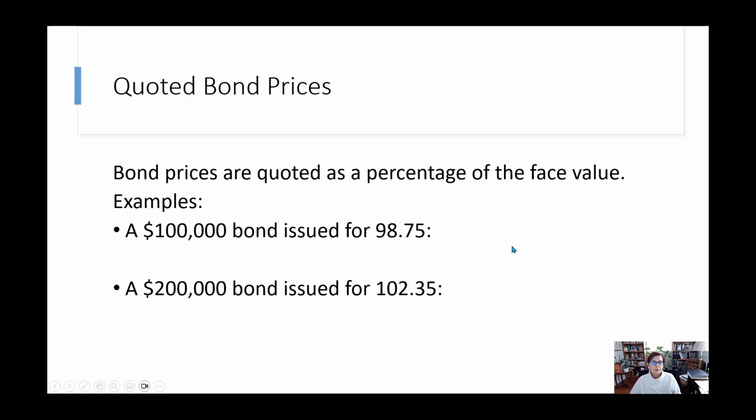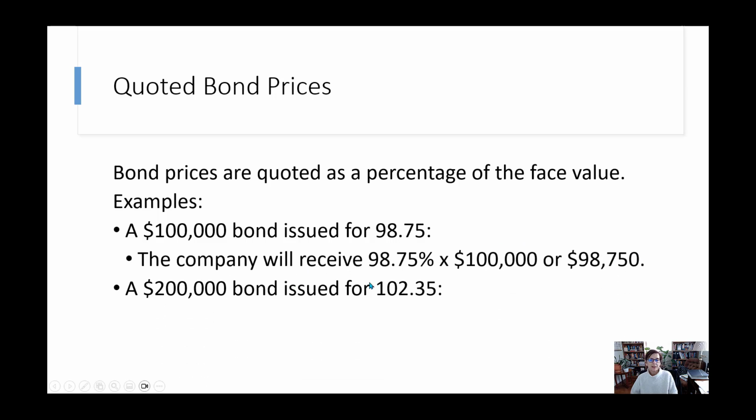So, if you were interested in buying a bond, you might go online and look, how much is this bond selling for? And the price that you're going to see is quoted as a percentage of the face value of the bond. So, as two examples here, a $100,000 bond issued for $98.75 means the bond will be issued for 98.75% of $100,000, or $98,750. Notice that if it's under 100, the bond is sold at a discount. Under 100, the bond is sold at a discount because a discount is less than face value.